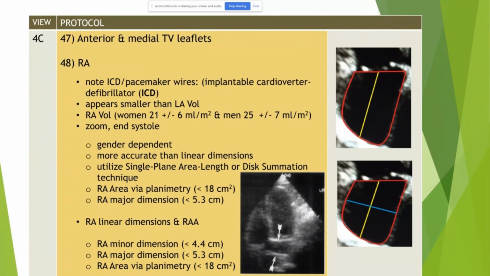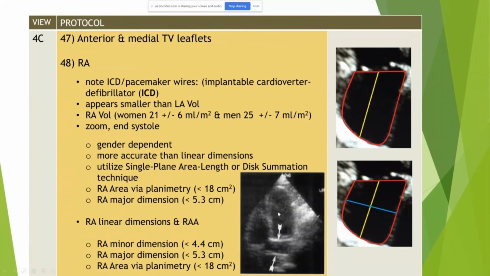The right atrial area should be less than 18 centimeters squared, that you should remember. The major dimension is this length right here. This is the RA major, RA minor. Again, major, minor, area. The red trace is the RA area, the blue line is the RA minor, and the yellow line is the RA major. If you ever see a dilated coronary sinus, which is right here, you should make a notation of that and make sure you get a good clip of it.